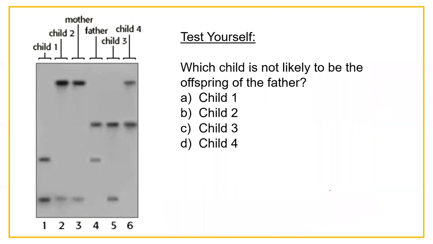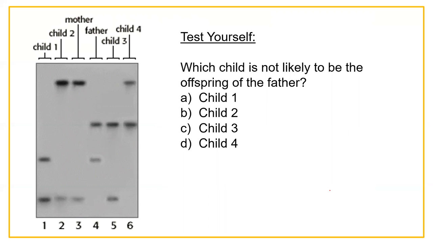So on your final exam, you are going to have one of these gels. It might look something like this. I may ask you something else. Maybe I'll probably make it a little bit harder. Maybe I will say which two children belong, and then the answers will be child 1 and 3, 1 and 2, 1 and 4, or something like that.